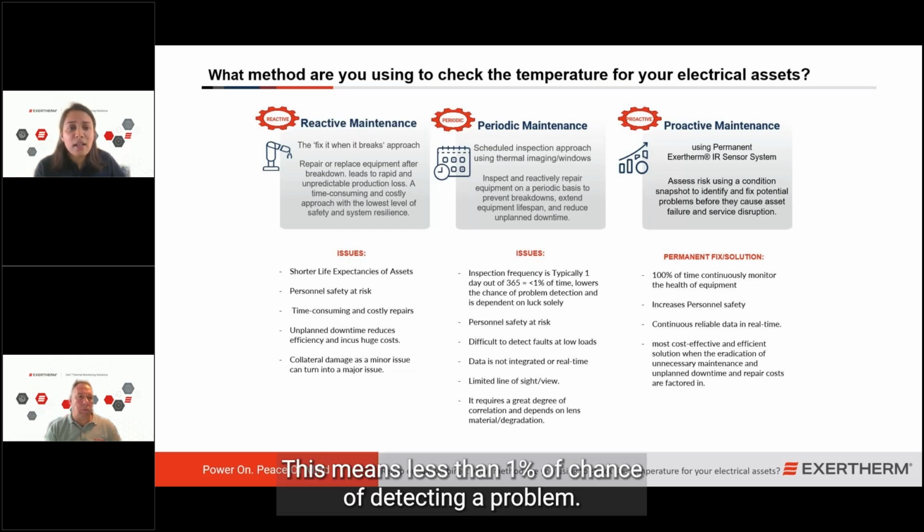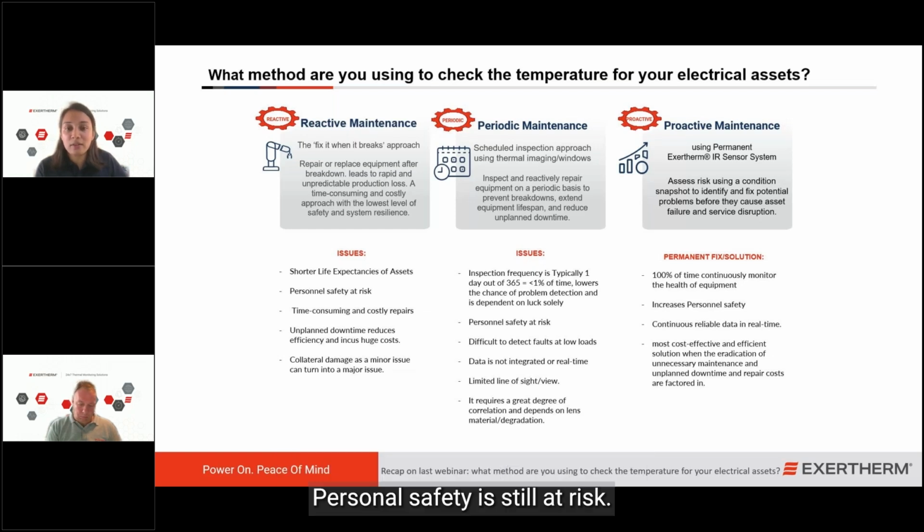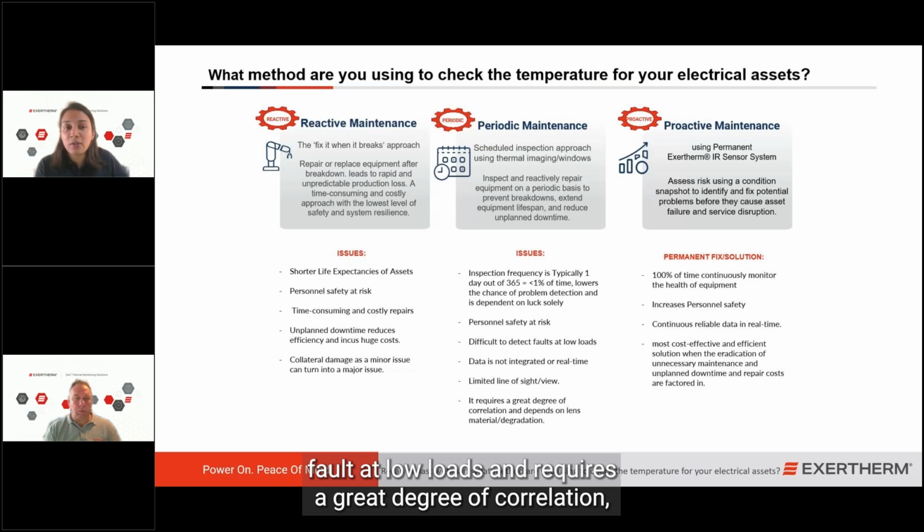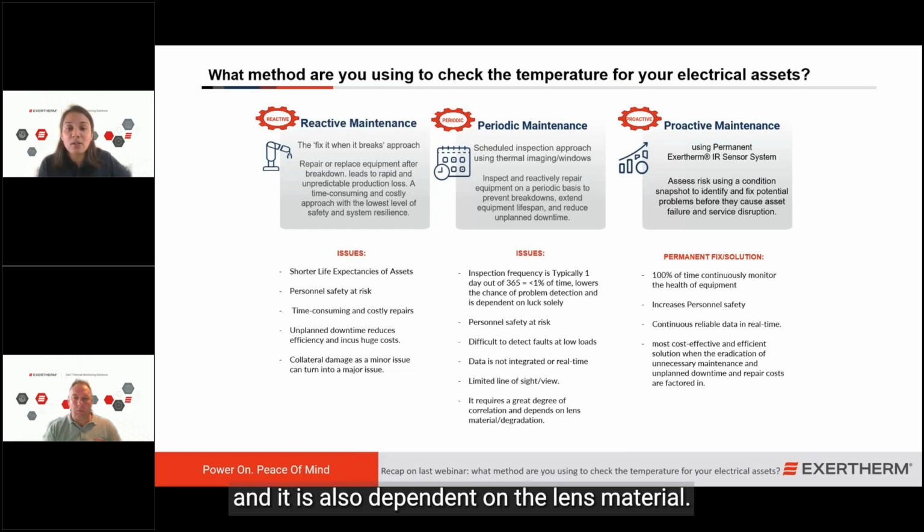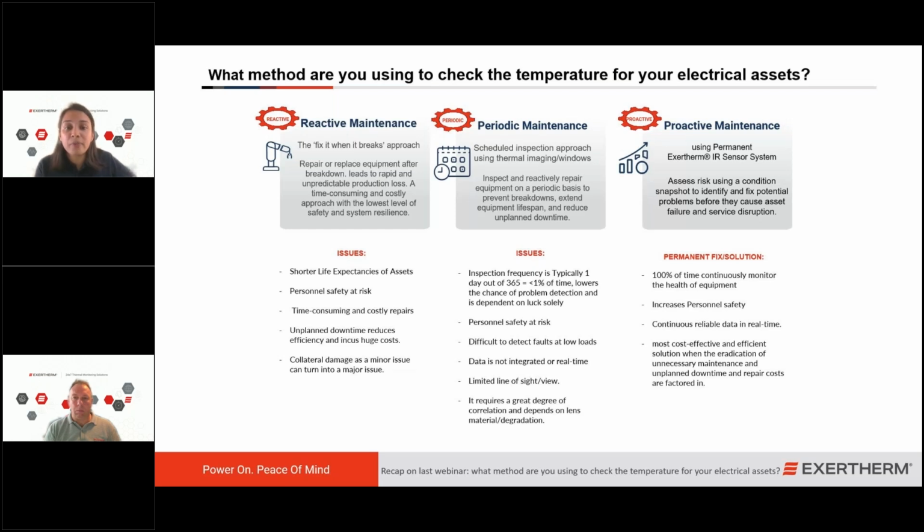This means less than 1% chance of detecting a problem. Personal safety is still at risk. The data that you collect is not integrated in real time, and there is very limited line of view or sight when you're doing IR thermography. It is also extremely difficult to detect faults at low loads and requires a great degree of correlation, and it is also dependent on the lens material.